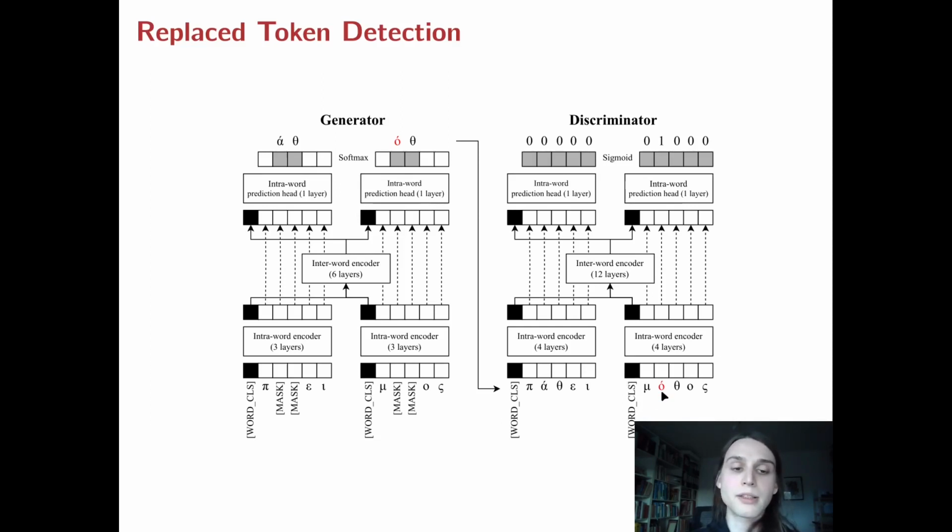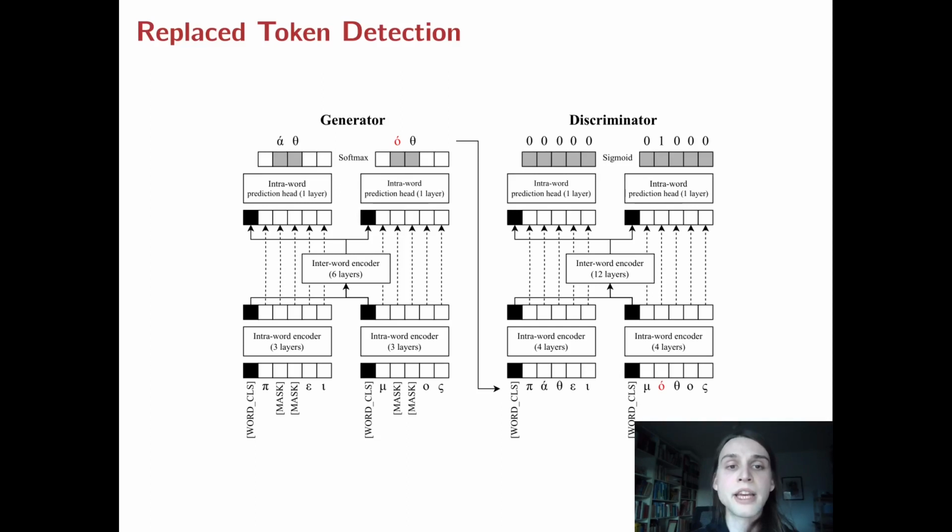The task of the discriminator is now, for every single character, to decide whether the character is coming from the original sentence or whether it was produced by the generator. In our case, where the generator achieved almost perfect performance, the discriminator has to identify the token O, here marked in red, as a token produced by the generator.